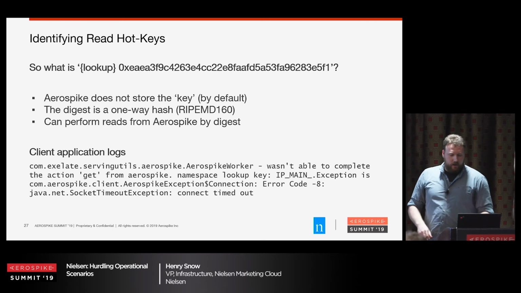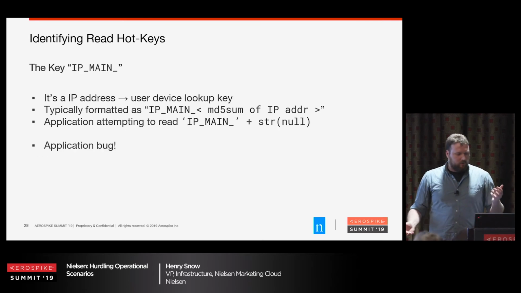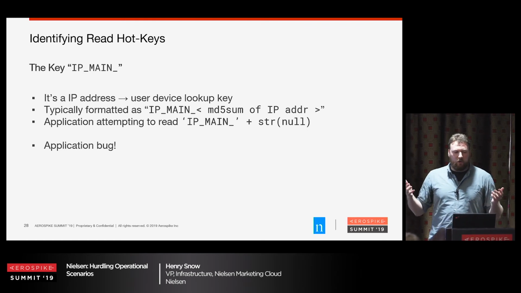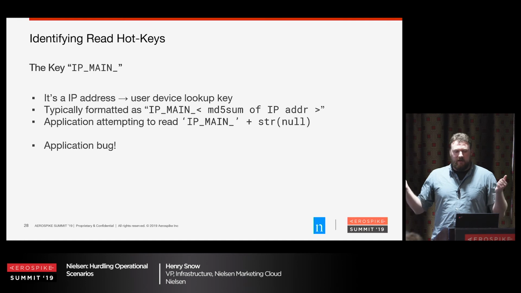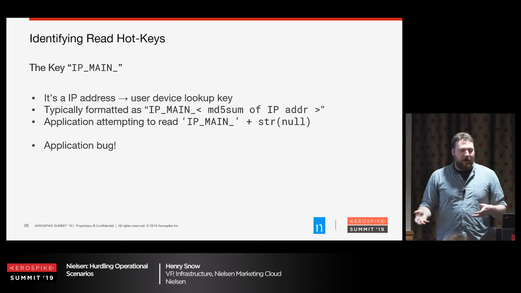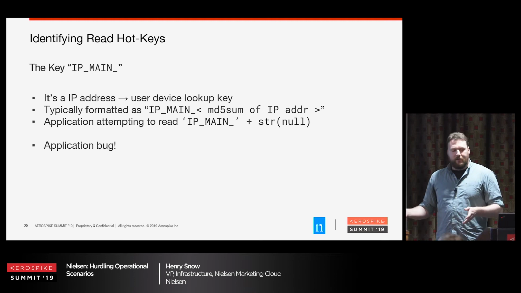And the key thing here is the IP main underscore. This is how we represent the key for our hashed IPs, and they all start with IP main followed by an MD5 sum. After a bit of debugging with the developers, they were able to track down a piece of code. I'm not sure it was exactly a string null, but it was the equivalent of it. So we were doing reads on IP main underscore over and over and over again.